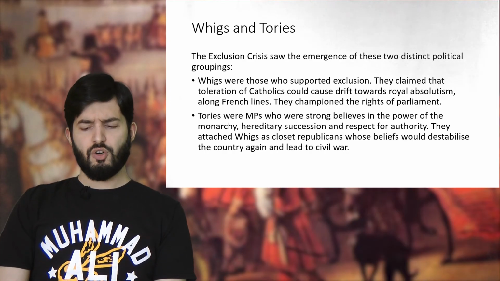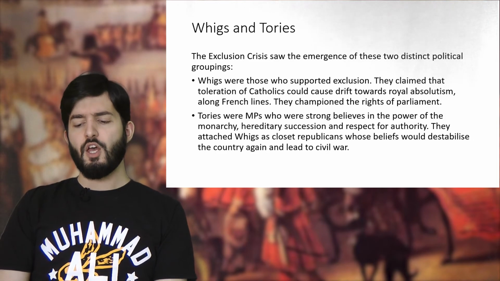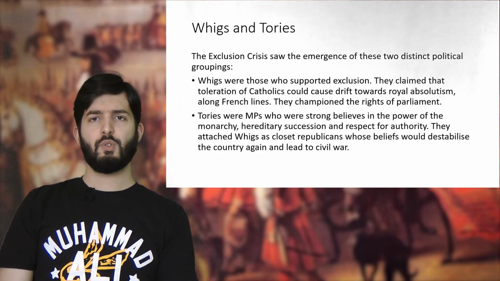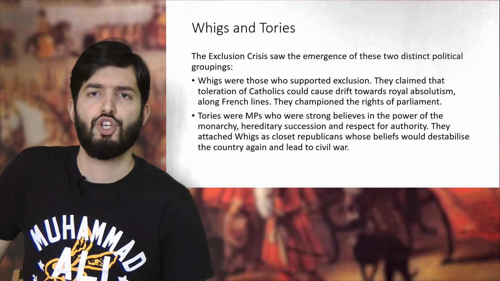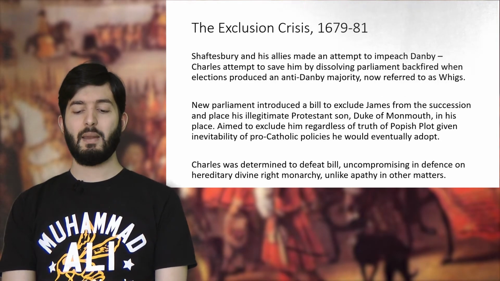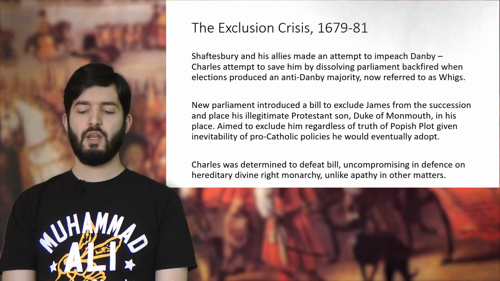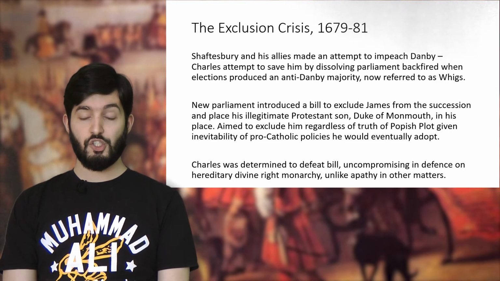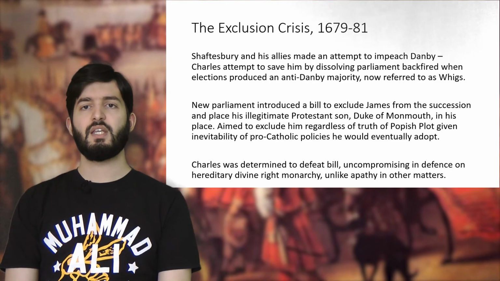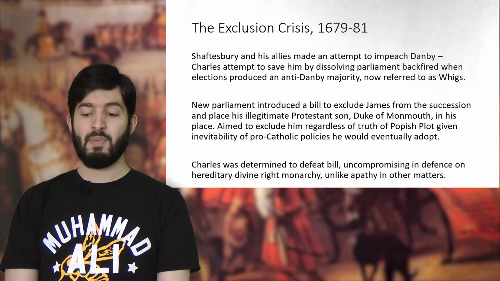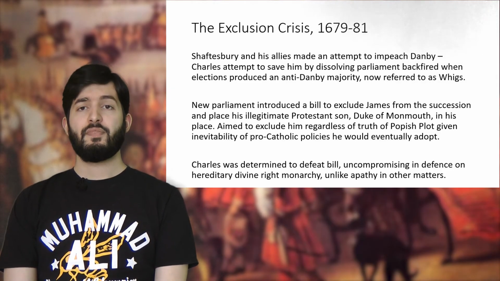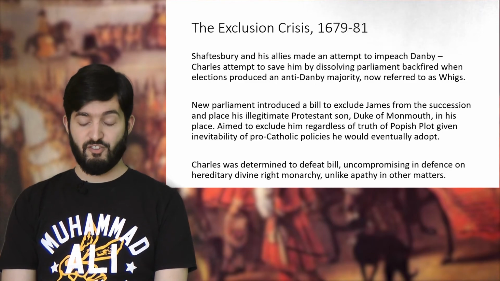And so the exclusion crisis plays out in several stages. Shaftesbury and his allies, who become the Whigs, begin by making an attempt to impeach Danby. And so Charles attempts to save him by dissolving Parliament. This attempt backfires when, in dissolving Parliament, the new elections, due to the nature of the country's mood with the Popish plot, produce a much larger anti-Danby majority, and these people, as I say, are now referred to as Whigs. And so Charles is unable to prevent that from happening.